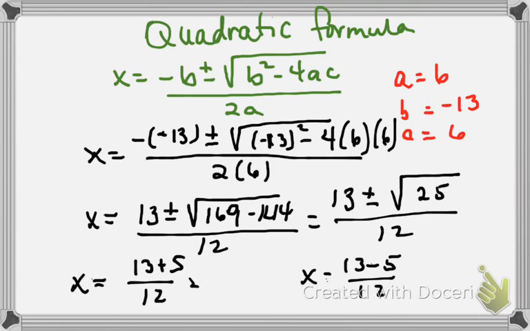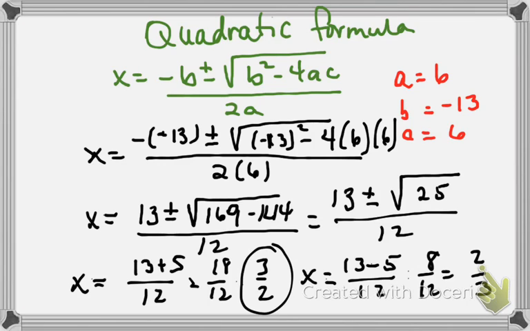So this is going to be 18 over 12, and if I reduce this, taking out 6, it's 3 halves. And this one right here will be 8 twelfths, and when I reduce this, taking out 4, I get 2/3. And so our x-intercepts, our solutions, are 3 halves and 2 thirds.